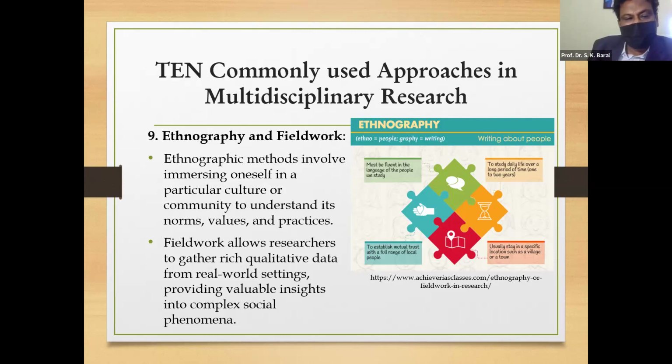So this approach adds value to multidisciplinary research. This research allows the researcher to gather rich qualitative data from real-world settings and provides valuable insight into complex social problems.